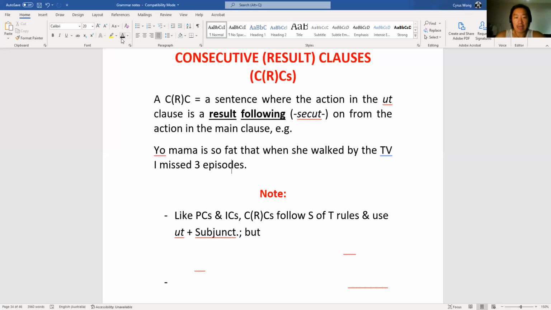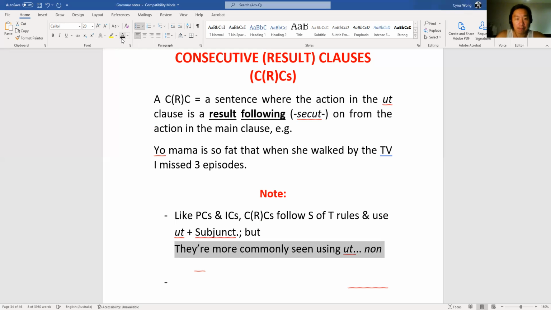So to have a look at this example, the main verb is present. So technically, if you were to make this subjunctive, you would say, I may miss, following the sequence of tense rules. But generally, rather than ne, you do see ne, but you much more commonly see ut and non for negative consecutive or result clauses. So if you say your mum was so fat that I didn't do something, or something didn't happen.